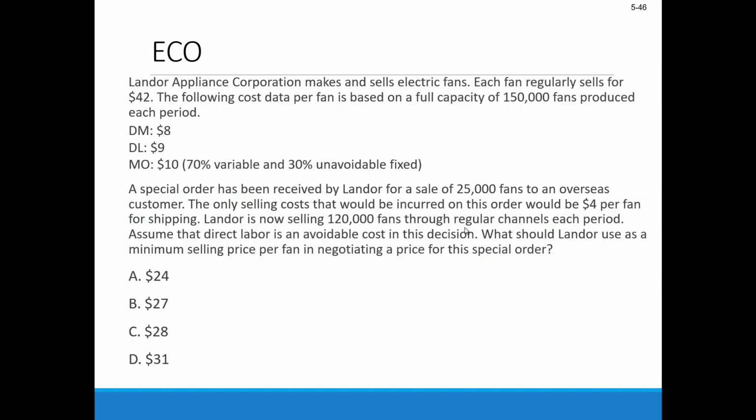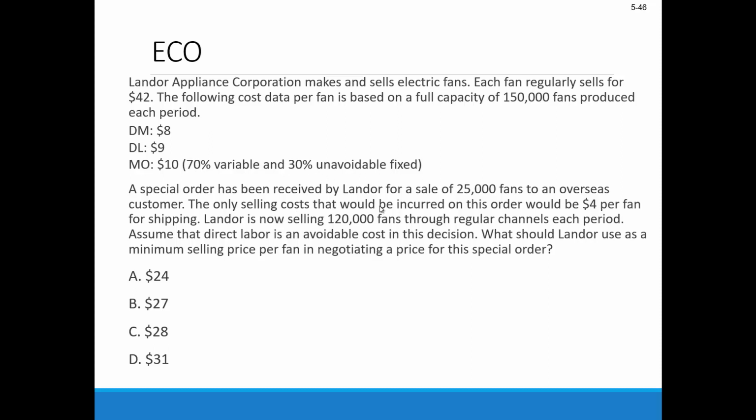Let's look at another example here. Lander Appliance makes and sells electric fans. They usually sell for $42. Here's some cost data per fan based on a full capacity of 150,000 fans being produced every period. Direct materials of $8 a unit, direct labor of $9, and overhead of $10, of which 70% is variable, so $7. 30% is unavoidable fixed.